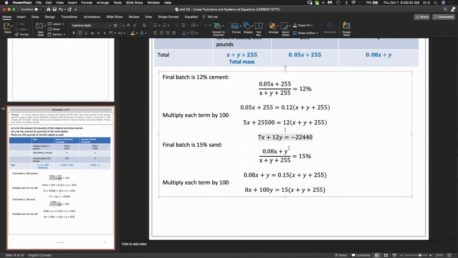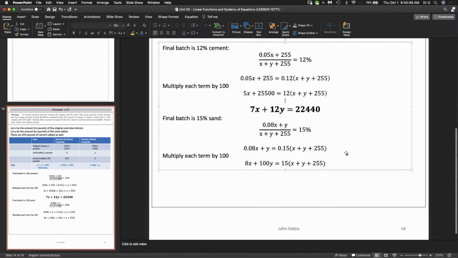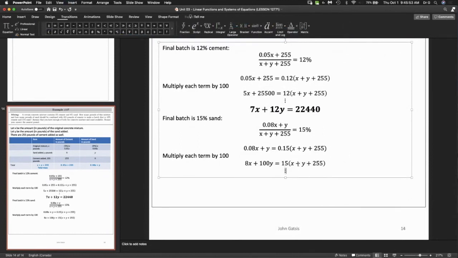So this is not like a quick thing. This is going to take some time and some writing. But once you get that equation, that's done. And you could repeat that one for the second one here and get an equation that looks like this. Negative 7x plus 85y equals 3825.